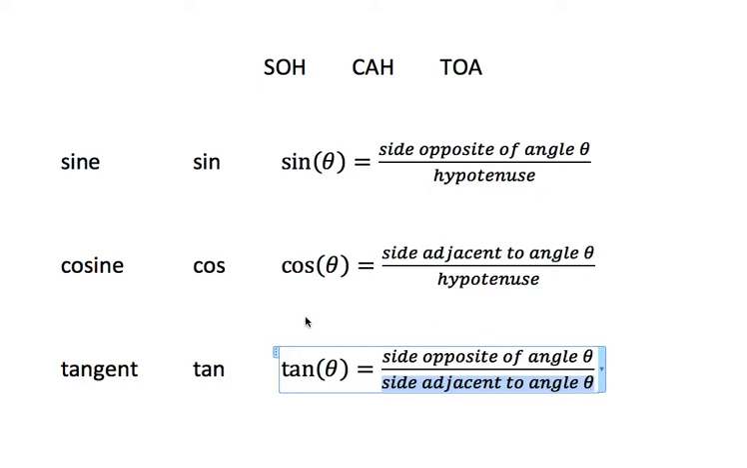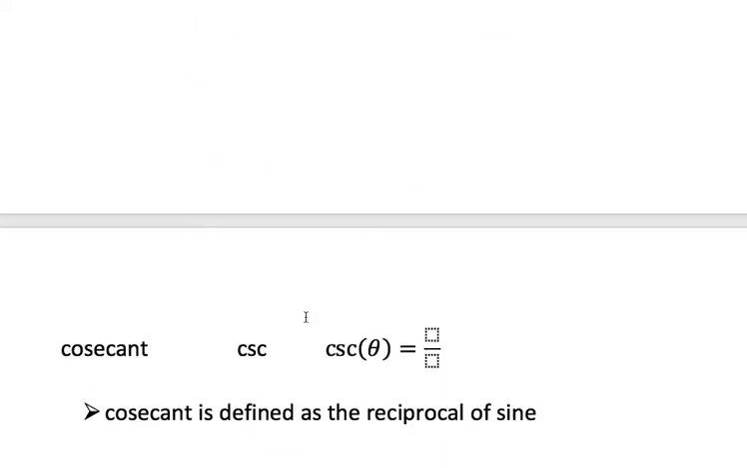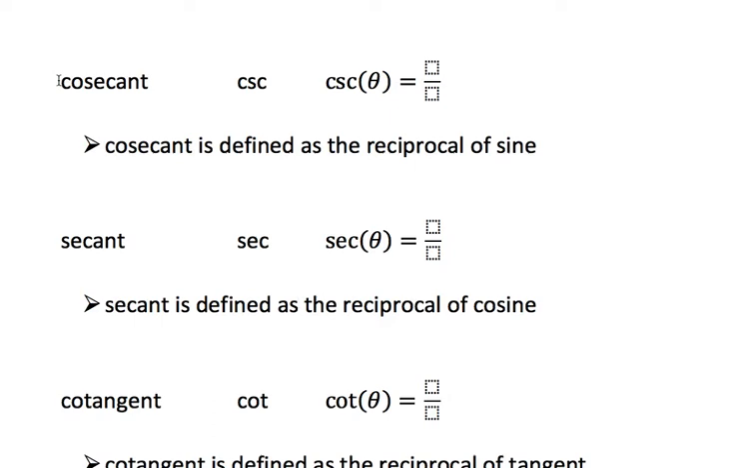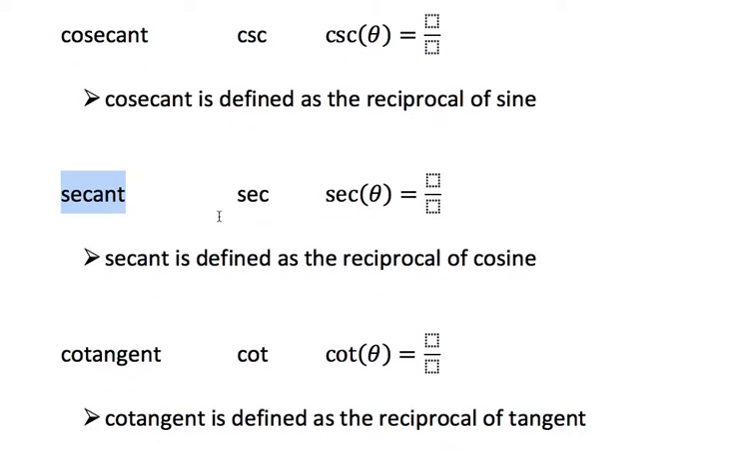Now let's talk about cosecant, secant, and cotangent. This is how you spell cosecant. It's abbreviated CSC. This is how you spell secant. It's abbreviated SEC. This is how you spell cotangent, and it's abbreviated COT. Now, each one of these is defined relative to the three, sine, cosine, and tangent, that we just talked about.